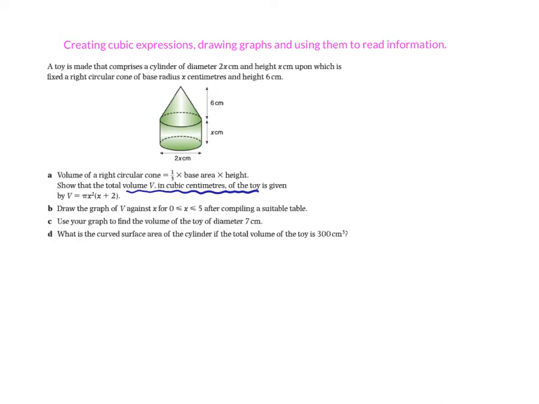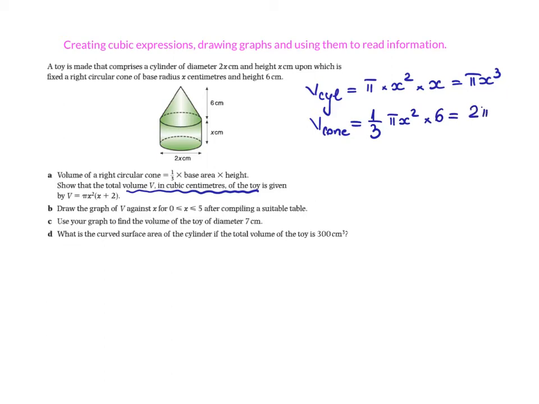So the toy is comprised of a cylinder. The volume of the cylinder, we know that it's area of the base pi times x squared, the radius of the base is x, times height. So it's going to be pi x cubed. The volume of the cone is given here and is going to be 1/3 area of the base pi x squared times h, and h is 6. So it's going to be 2 pi x cubed.